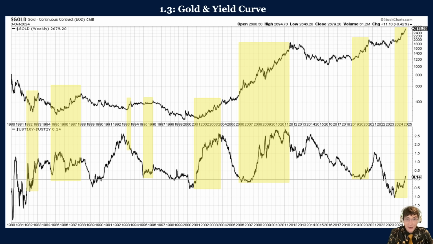That implies risk aversion and a loss of confidence in the economy and capital markets. The yield curve will move from flattening or inversion, short-term rates higher than long-term rates, to steepening when the Federal Reserve starts cutting interest rates and the economy slows towards recession. In figure 1.3, we plot gold and the yield curve, 10-year yield minus the 2-year yield.